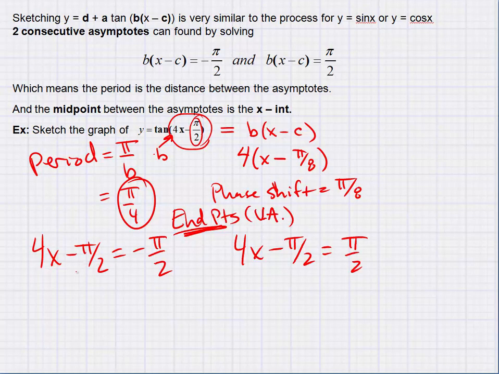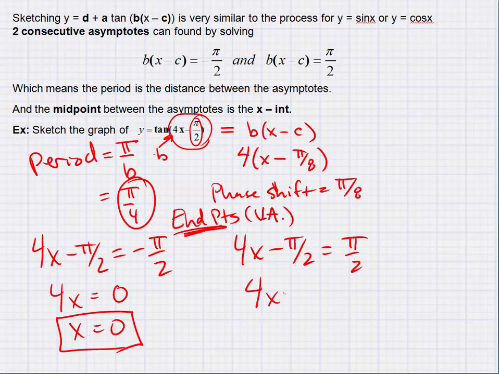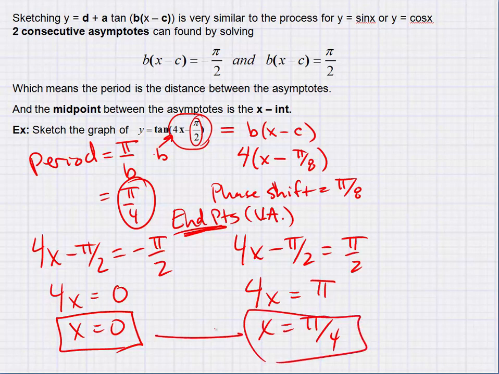So I solve these equations. I'll take 4x, add pi over 2, and get 0. So x equals 0. That's one endpoint, which is one vertical asymptote. I'll add pi over 2 and get 4x equals pi. Divide by 4, and I get x equals pi fourths. That's my other asymptote, my other endpoint. Remember, the distance between these endpoints should be the period. That's clearly the case.